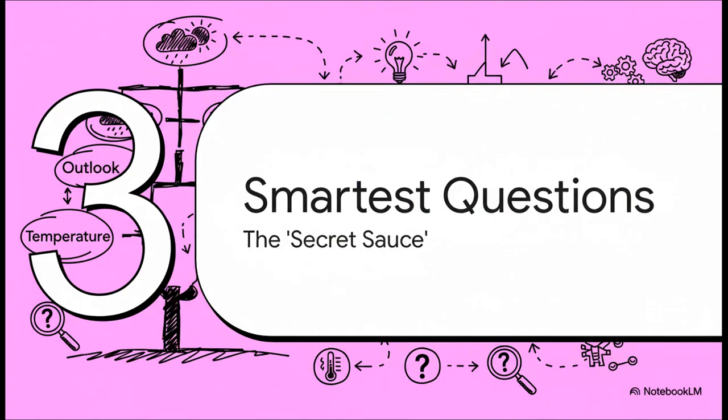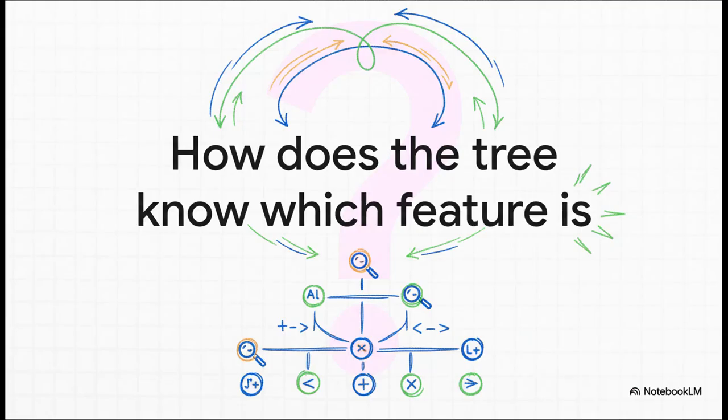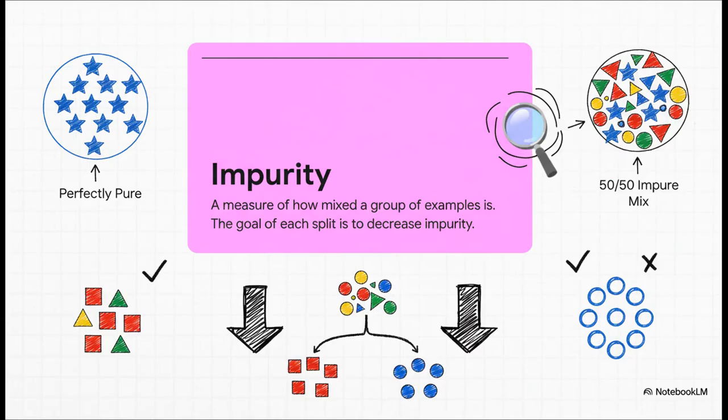Right, this is the real secret sauce, the part that makes it all work. How in the world does the tree know which question is the smartest one to ask? Why outlook first? Why not temperature or humidity? Because this is what makes a decision tree intelligent. It's not just guessing. It's not picking features at random. There's a method to the madness, a mathematical way it figures out the most powerful question to ask at every single step of the way. The whole thing comes down to one key concept: impurity.